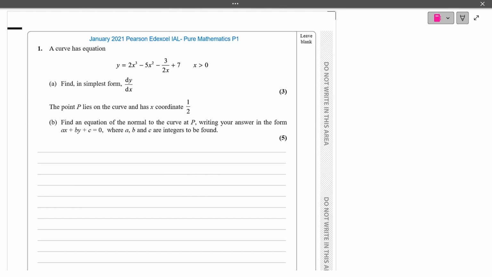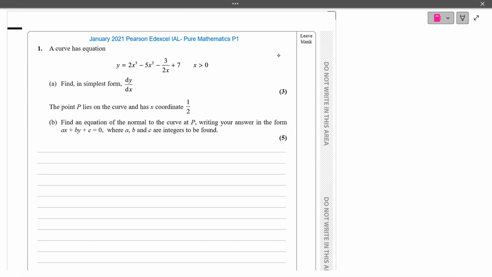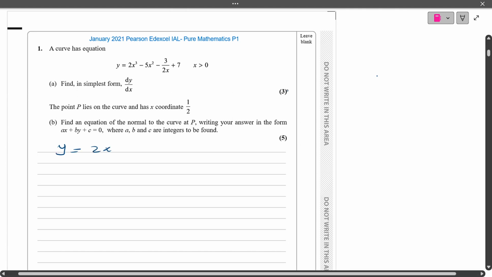So the equation is given and we need to differentiate with respect to x. Let's get started. So let's write down the equation: y equals 2x cubed minus 5x squared minus 3 over 2x, and x is in the denominator, so let's take it to the numerator so we can differentiate it, plus 7, and take the derivative with respect to x.